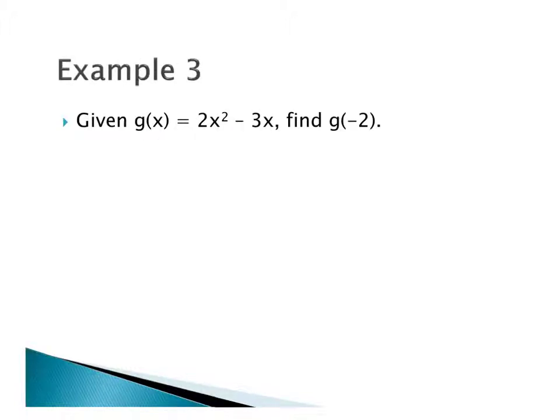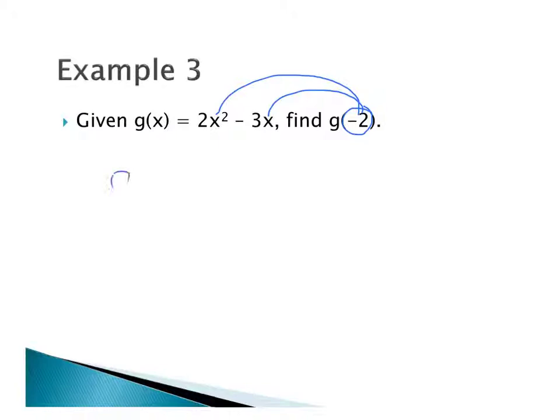In this example, we're going to use what we just learned about function notation. I have this function, g of x equals 2x squared minus 3x. It says find g of negative 2. Remember, that's not g times negative 2, that's g of negative 2, meaning I'm going to take this negative 2 here and I'm going to plug it into my function for all my x's. All my x variables will be replaced with a negative 2.